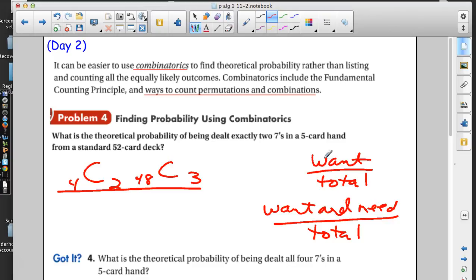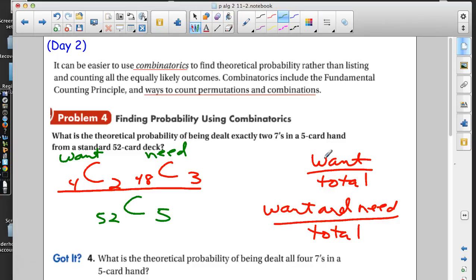So this right here is what I wanted. I wanted those 2 sevens, but I needed 48 choose 3 because I had to have 5 cards in my hand. Now the total would be countable. How many different hands are there to get when you're playing cards? Well, there's 52 cards. That's the total. And you're going to get 5.